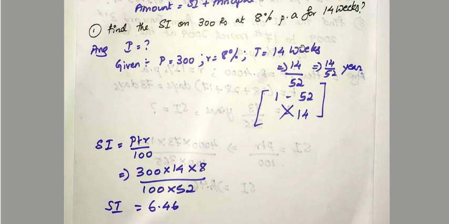So these 14 weeks can be converted into years. In 1 year there are 52 weeks. So 14 weeks are equal to how many years? Cross multiply, you get 14 divided by 52, so 14 divided by 52 years. So simple interest is equal to PTR by 100. P is 300 into 14 into 8, divided by 100 into 52. So your simple interest is equal to 6.46.